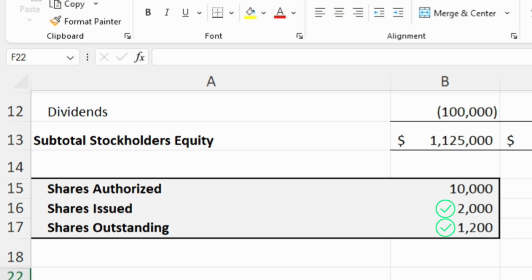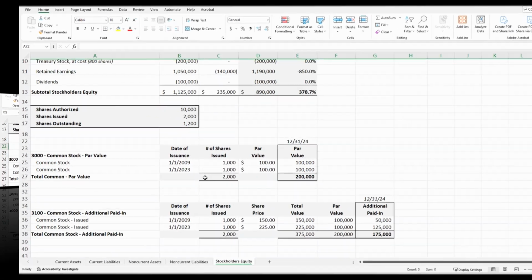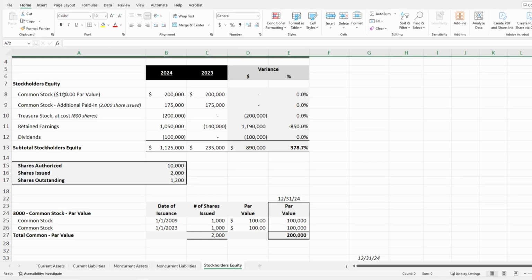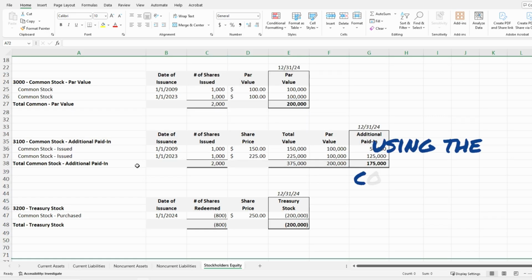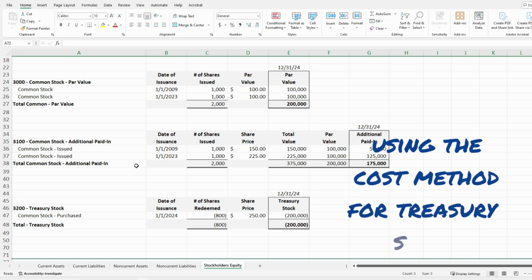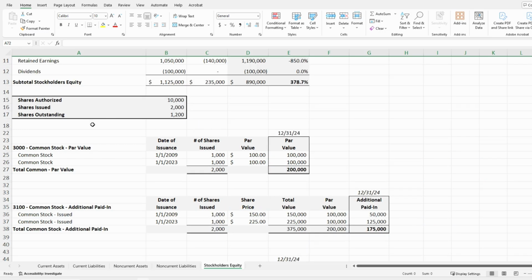So let's see why in the scenario here we have less outstanding than we have issued. Going back to our balance sheet, we've got common stock par value, common stock additional paid in capital, and now we're going to introduce this treasury stock concept. And I'm using the cost method. In our example here, the corporation on January 1st, 2024, repurchased 800 shares at a share price of $250. Going back to the shares authorized, shares issued, and shares outstanding, that's why we have a difference here, because in 2024, we took 800 shares out of circulation. The corporation bought those back.